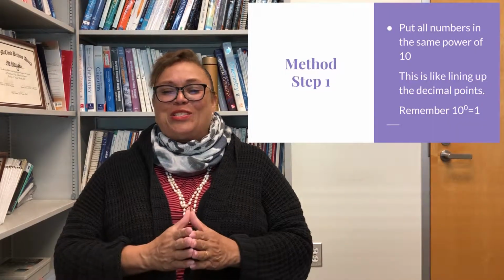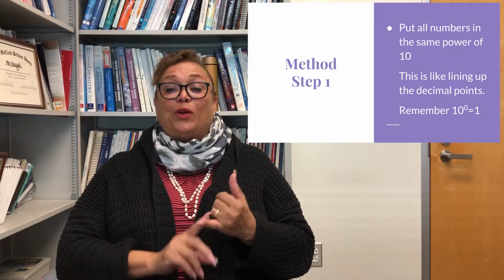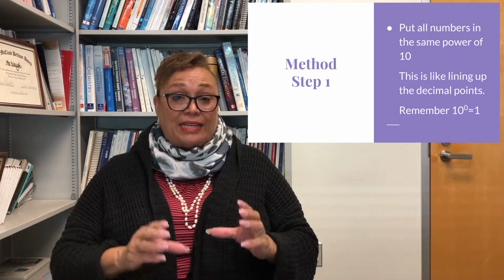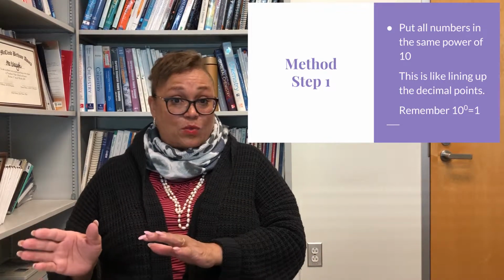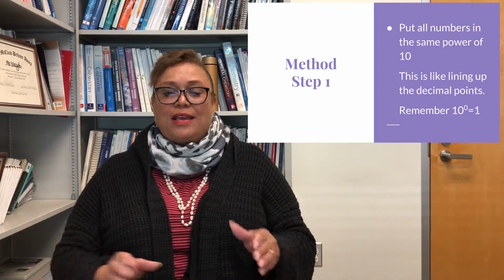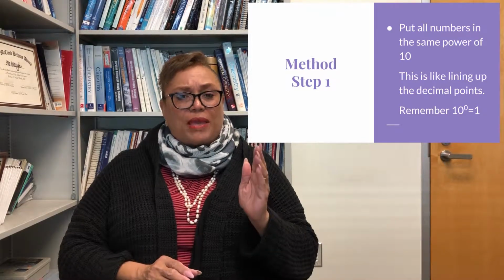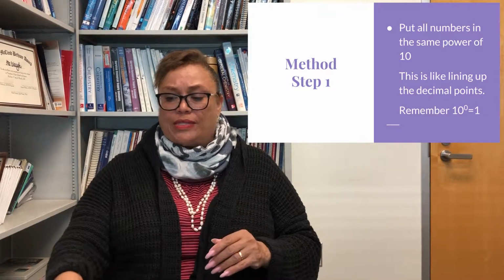Moving right along. So step one. I want you to put all numbers in the same power of 10. Don't forget, if it's 10 to the 0, that's the same thing as 1, and you don't need to show that. And then I want you to line up the decimal points. That's going to make it very, very easy for you to see.